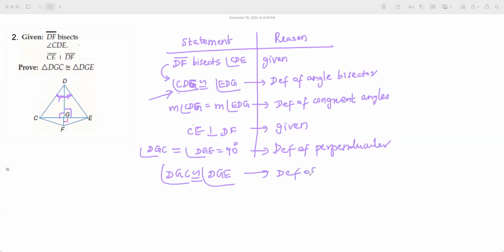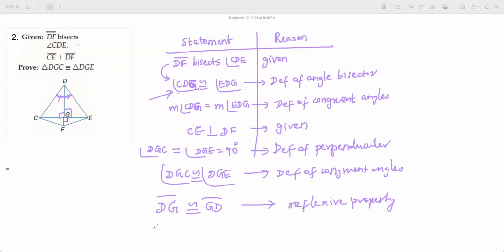And then what after that? Then DG is congruent to DG. DG is congruent to GD. Yeah. What property is that? Reflexive property. Yeah. Then last, triangle DGC is congruent to triangle DGE. By what? ASA congruence. Wow, nice. ASA congruence. Any questions?